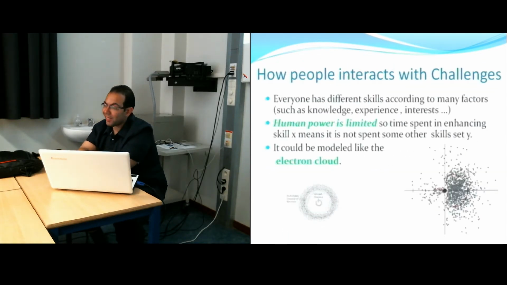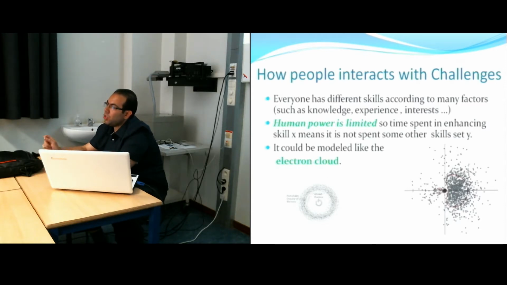Anyone want to talk about this? I'm not sure I understood the electron cloud idea. You mean that there is a kind of probability distribution that somebody would have the right skill for a particular task? Yes.